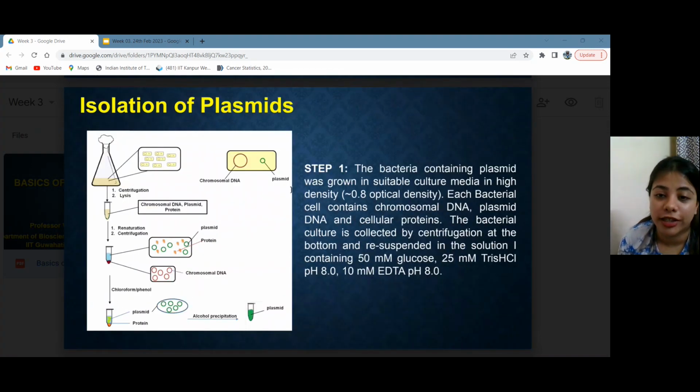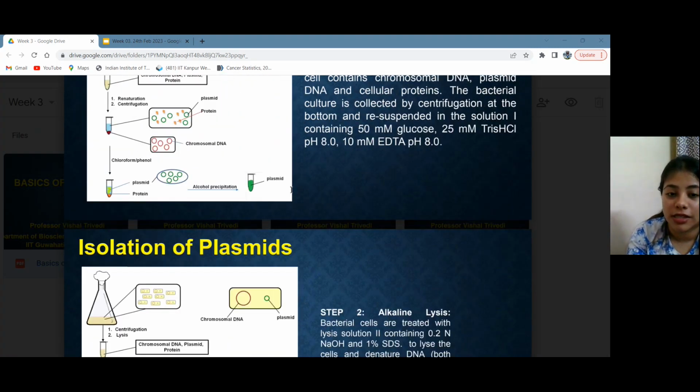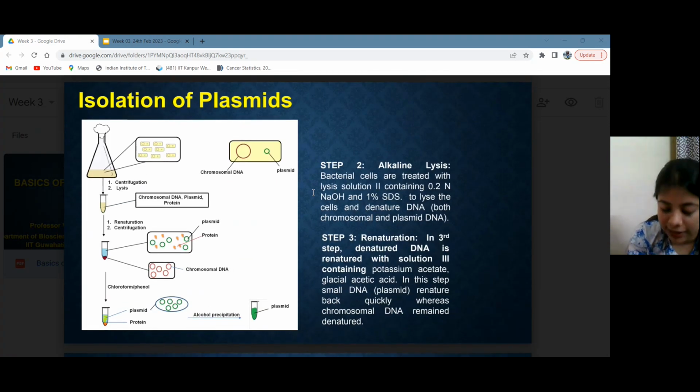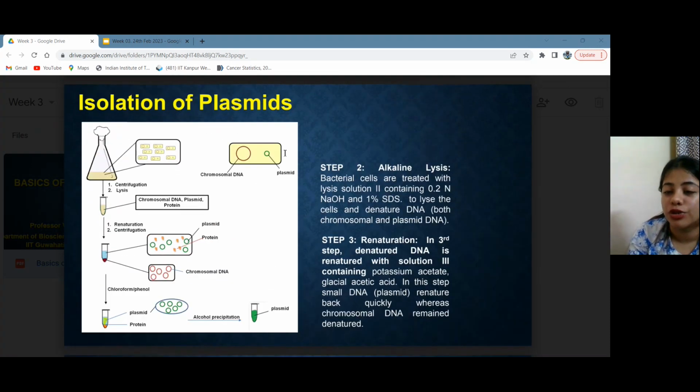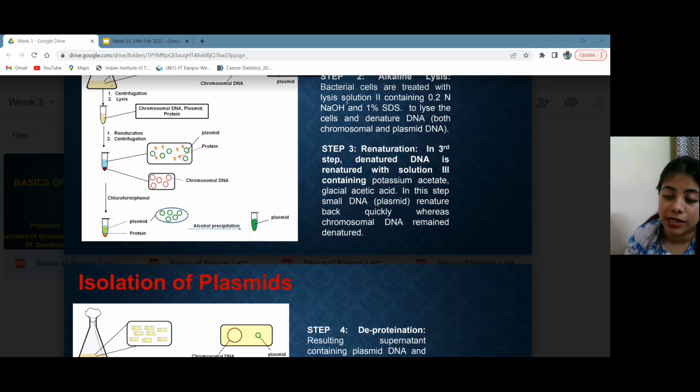Then here we have the protocol for its isolation as well. It's the alkali lysis method with three different solutions. First is the resuspension buffer, where we have glucose, Tris hydrochloride, and EDTA. Then solution 2, which is for lysis, which is SDS and NaOH. Then the neutralization step or renaturation step, where only the plasmid DNA is able to renature because of its smaller size, but the much larger chromosomal or genomic DNA is not able to do so. That's how you actually eliminate genomic DNA contamination.